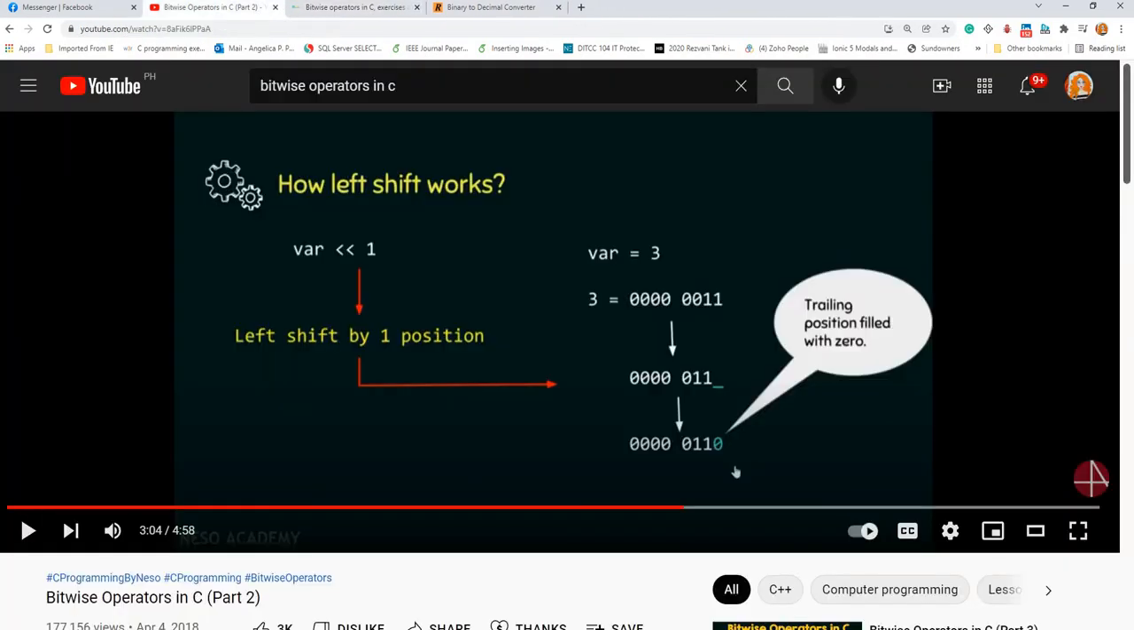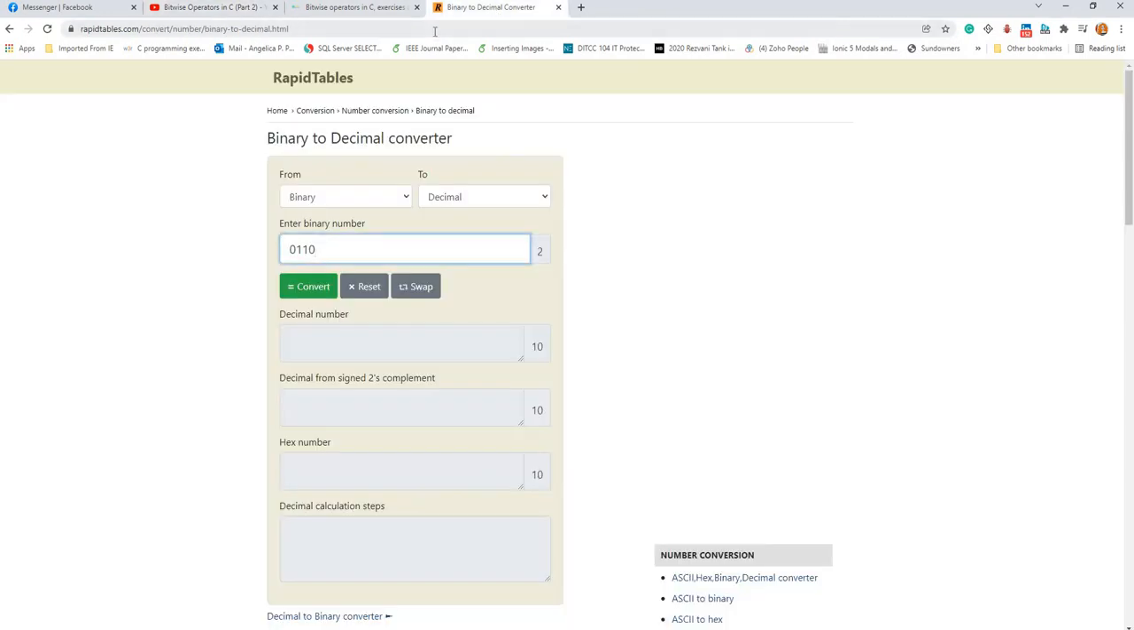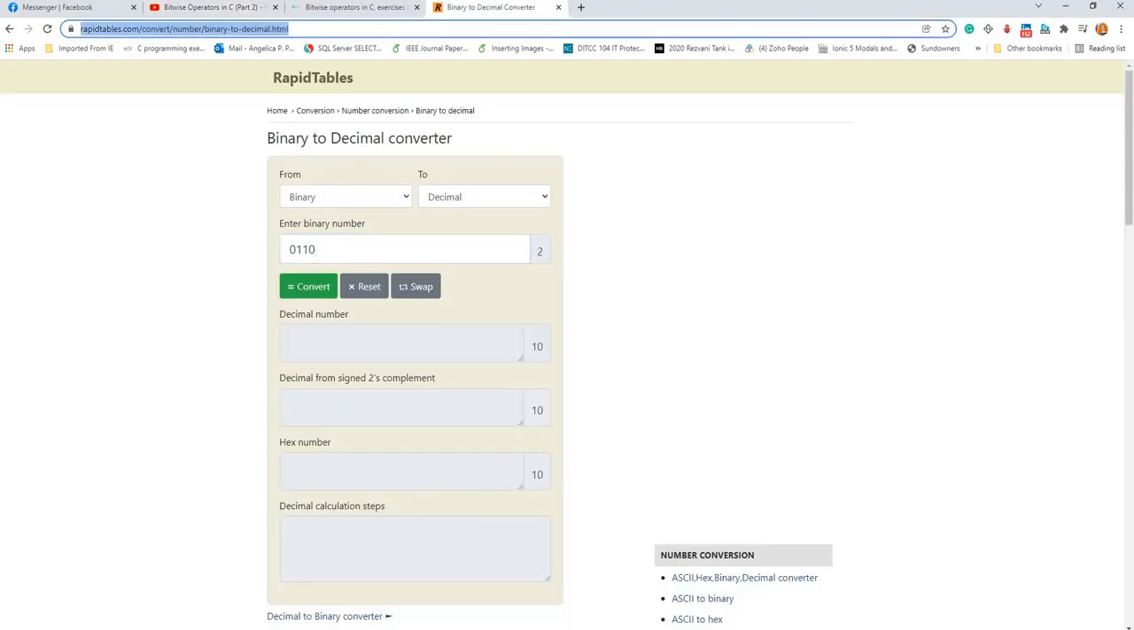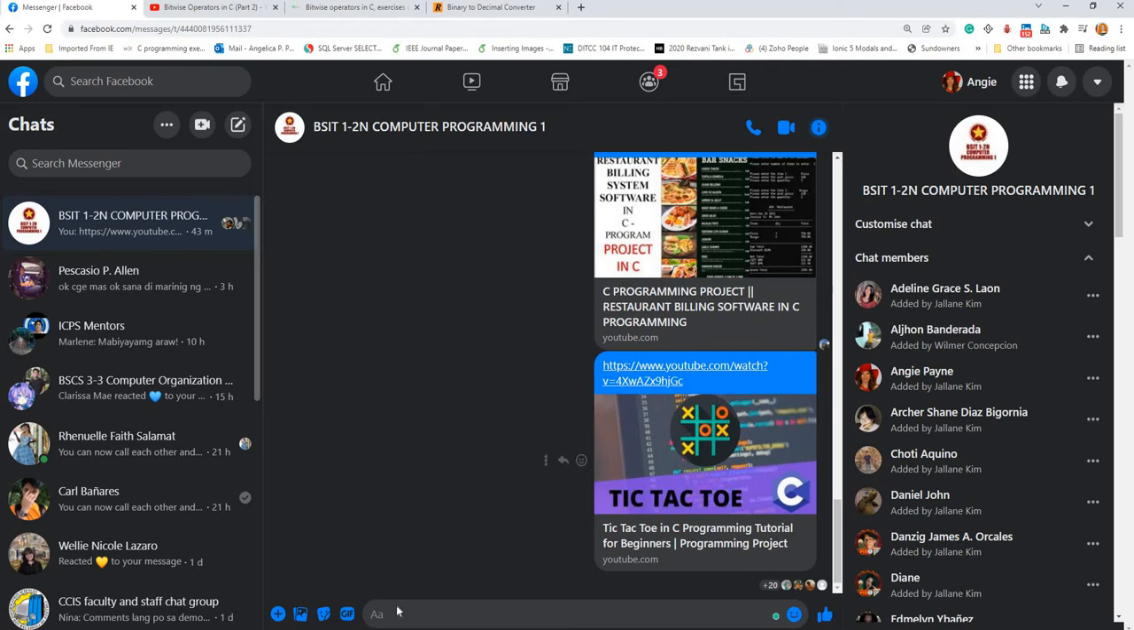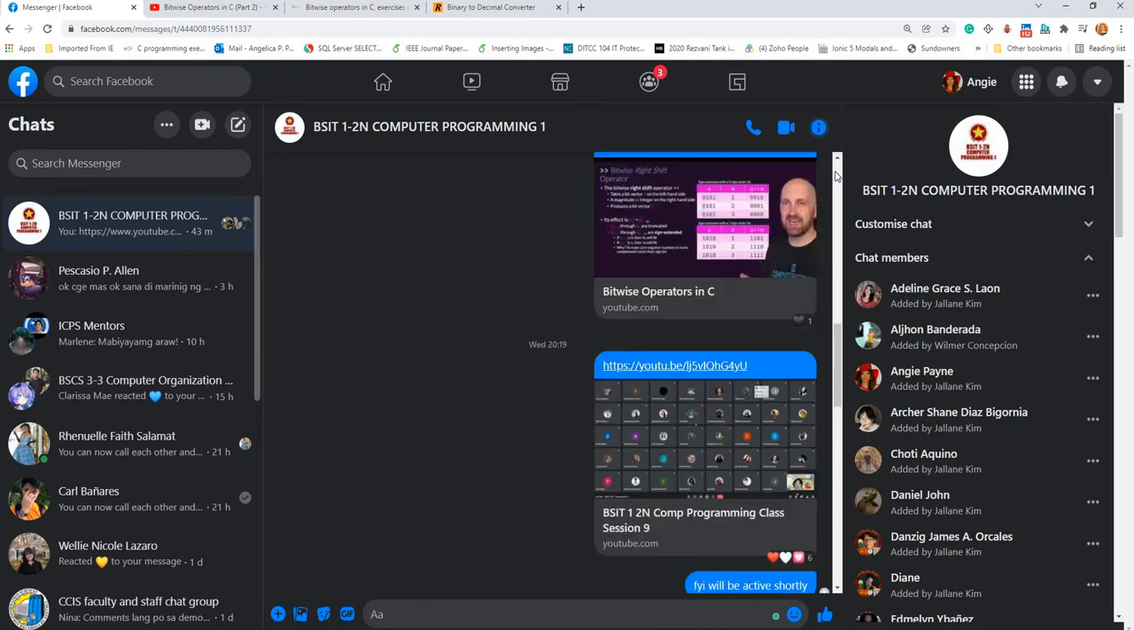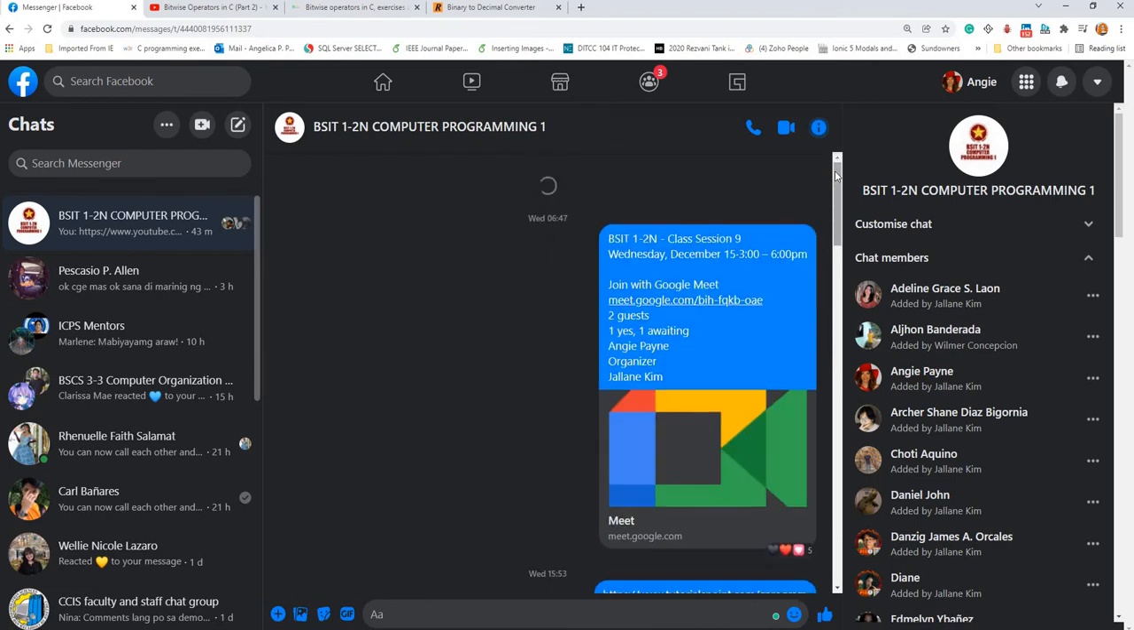Yung link na to, nabigay ko na sa inyo sa GC. Di pa? Bigay na, tama. Bigay ko na. Anyway, ilagay ko na lang uli. Ang naalala ko nga, nabigay ko na to. Alright, hindi ko pa nakita.